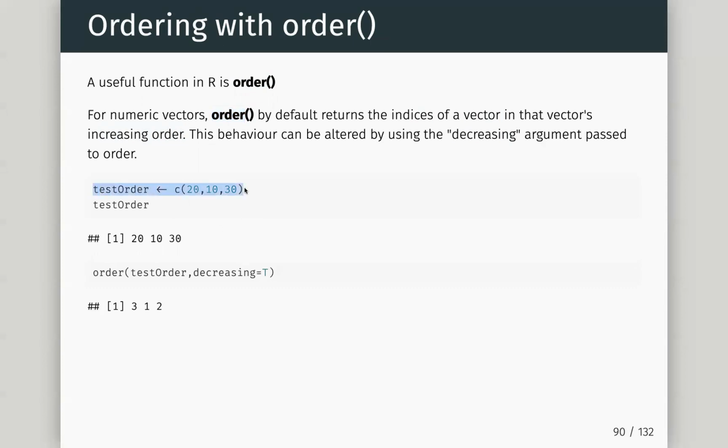So here we're going to do test order, and I'm going to set 20, 10, 30. And if I do order, test order, decreasing equals true, it's going to tell me the third one should have gone first, then the first one should have been second, and then the second one should have been third. Okay, so these are the indexes that allow us to put them in order.